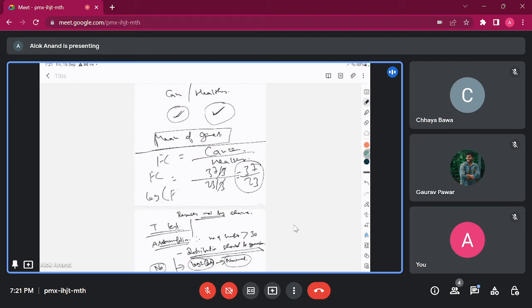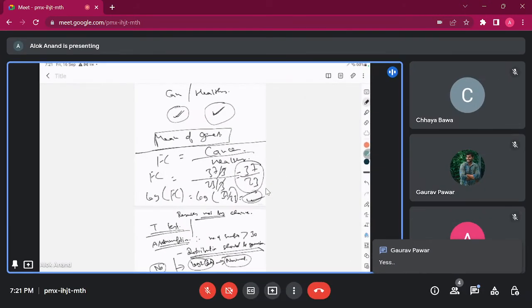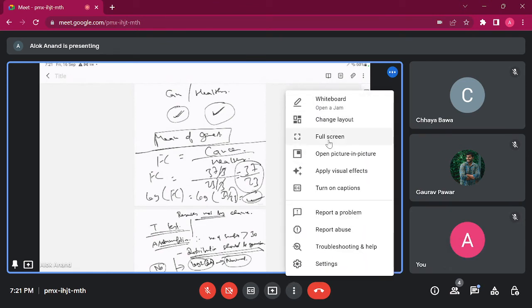When you talk about log fold change, we just take the log of fold change. जो आपने कैलकुलेट किया इसका log ले लोगे। So this is log fold change. Got it, Gaurav? Yes, great. ठीक है. So this is all about this particular concept. ठीक है. अब मैं आपको स्क्रीन शेयर करके कुछ चीजें दिखाता हूँ.